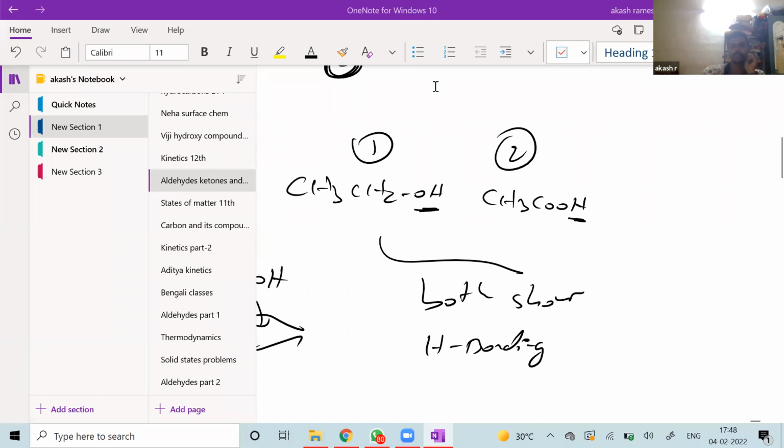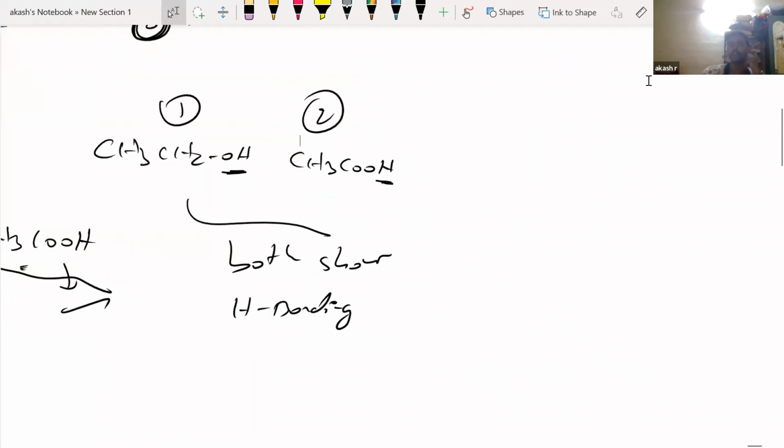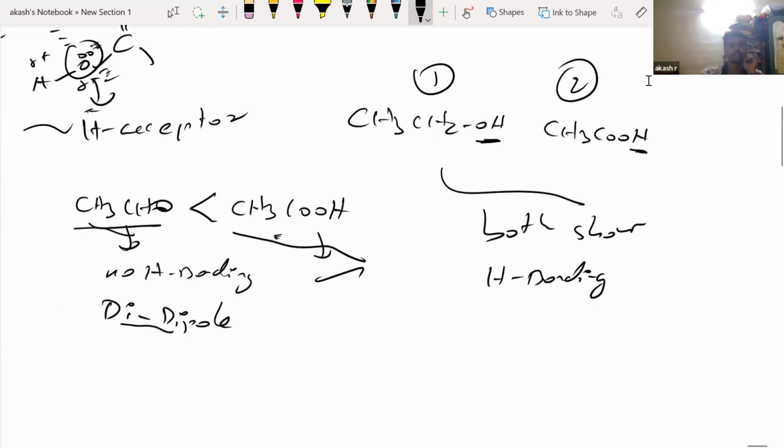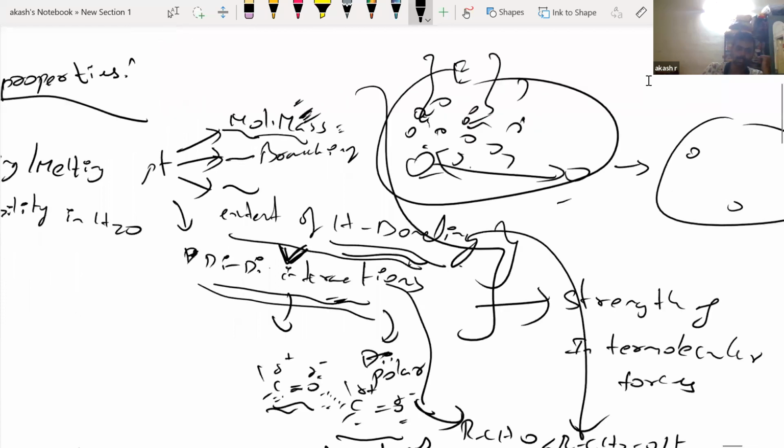As I told you, both of them show hydrogen bonding. Both alcohol and your acid indeed show hydrogen bonding. There is no doubt about it. But whichever is going to show the stronger hydrogen bond, that's what you have to check. Whichever is going to show the stronger hydrogen bond, that is the one that is going to have the higher boiling point. Because we said here, for boiling point, we said extent. Extent means what? Strength.